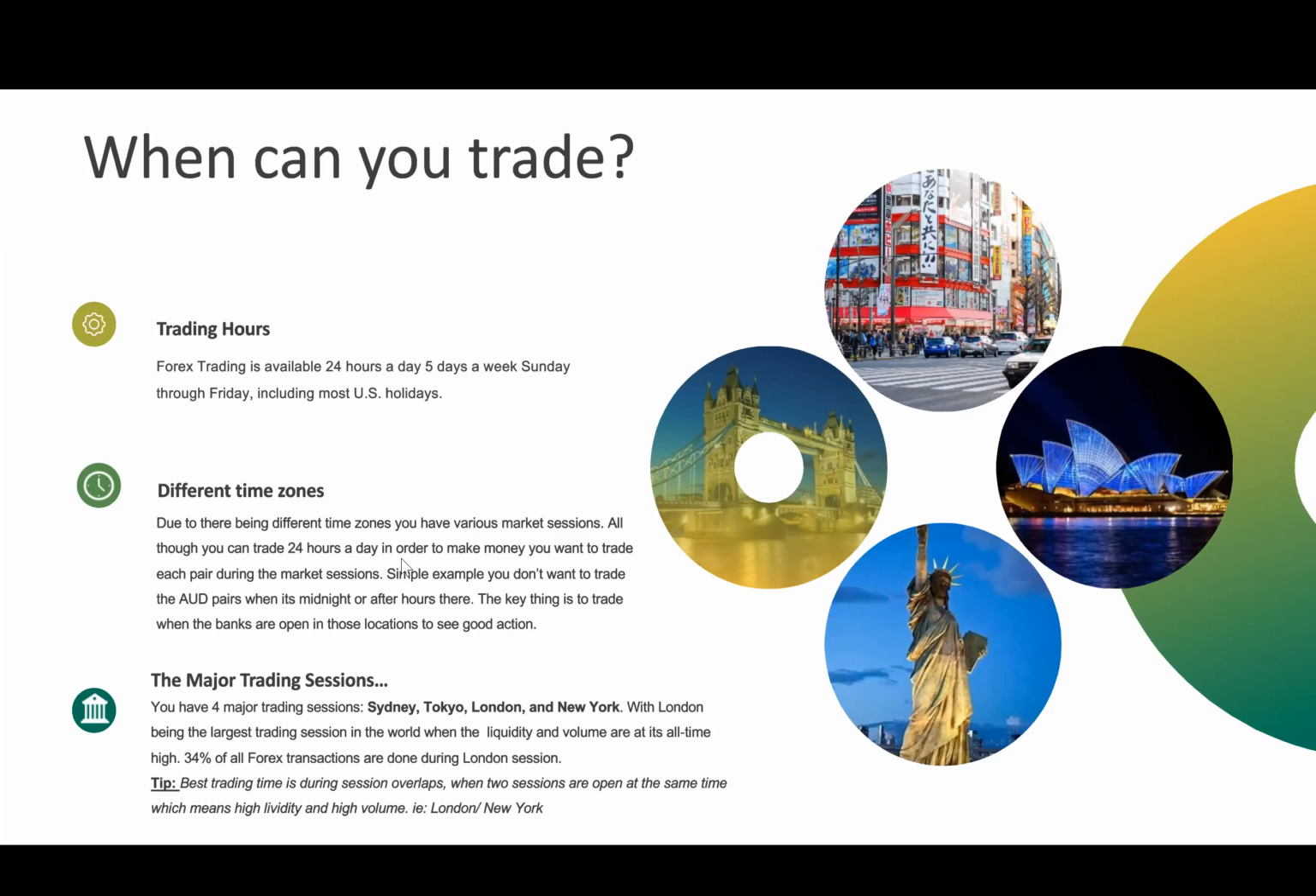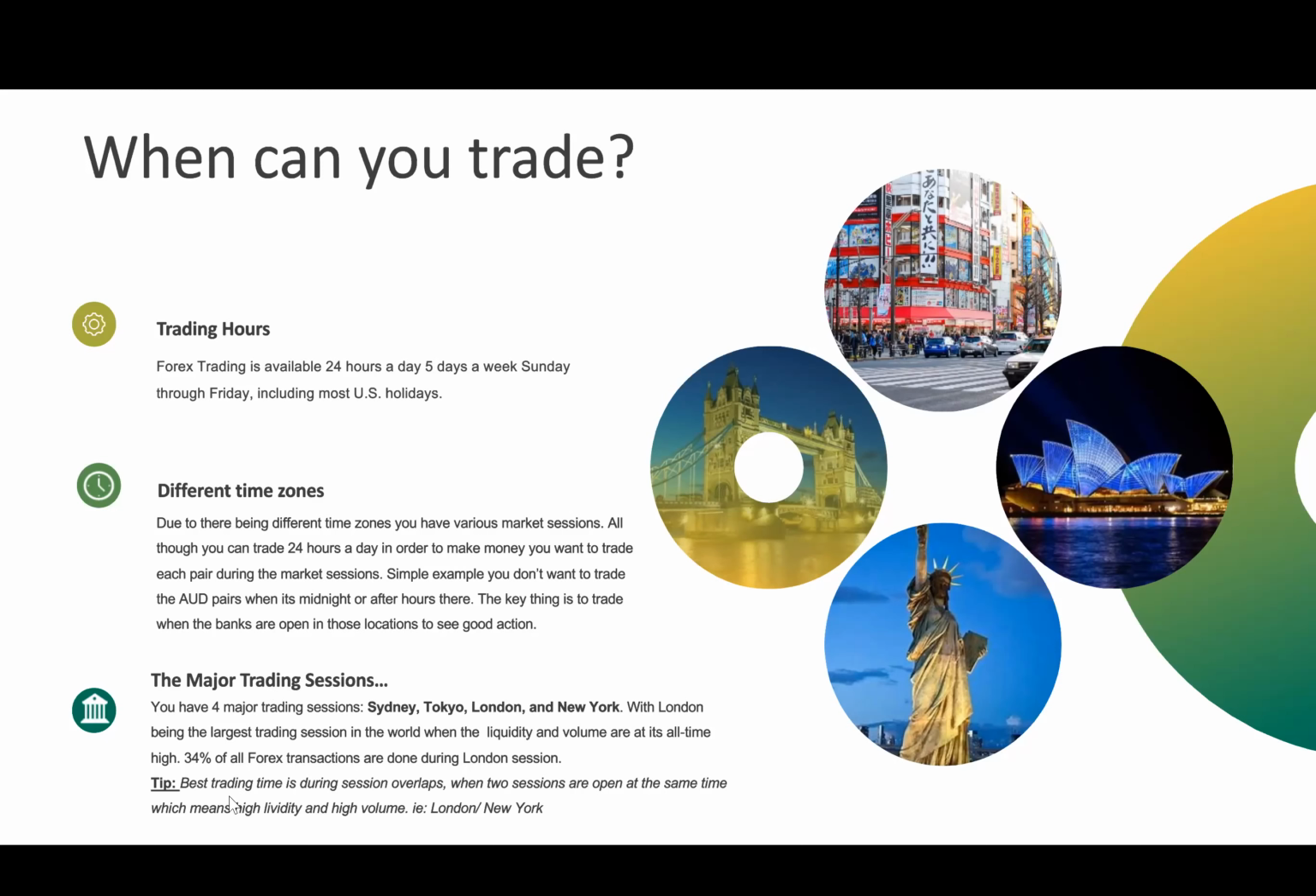Although you can trade 24 hours a day, in order to make money, you want to trade each pair during the market session. In other words, when that market session is open, that's when you're going to have the most action and liquidity. You'll get the most liquidity during the time the market is open. Simple example, you don't want to trade the Aussie pairs when it's midnight or after hours there. The key thing is to trade when the banks are open in those locations to see good action.